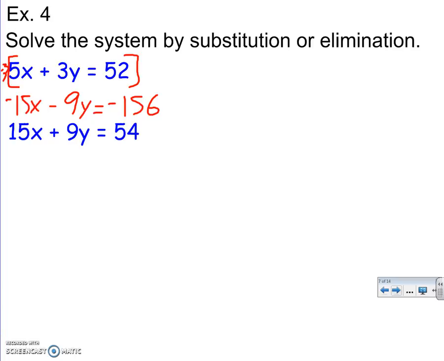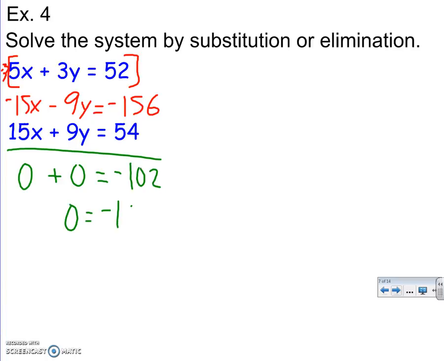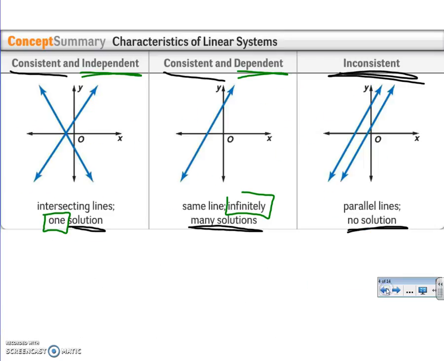So negative 15x plus 15x, well, that gives me 0. Negative 9y plus 9y, that also gives me 0. Negative 156 plus 54 gives me negative 102. 0 equals negative 102. Well, that's false no matter how hard you try. If it's false, this is going to be no solution. There's no way these are ever going to cross. So you could get no solution here. In this case, that would be inconsistent.